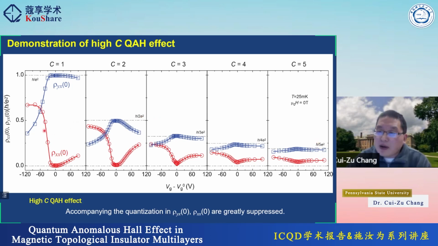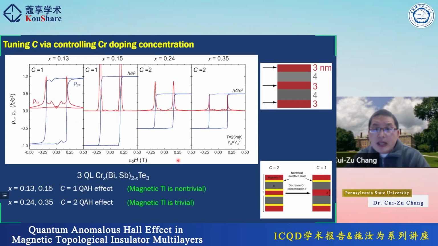At the same time, the longitudinal resistance is vanishing at the charge neutral point. This kind of signature clearly demonstrates the high Chern number quantum anomalous Hall insulators with Chern numbers from 1 to 5. So in the same sample configuration, we found that the Chern numbers of the quantum anomalous Hall insulators can be changed by the magnetic doping in these three layers.